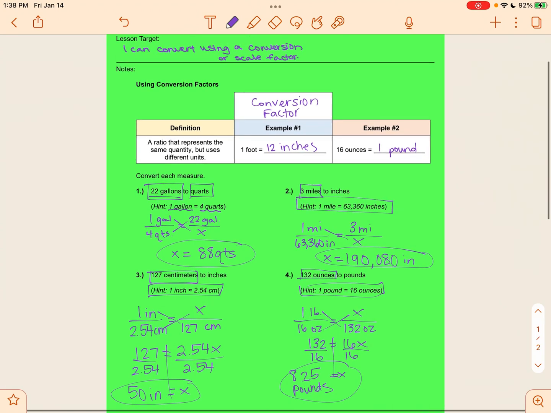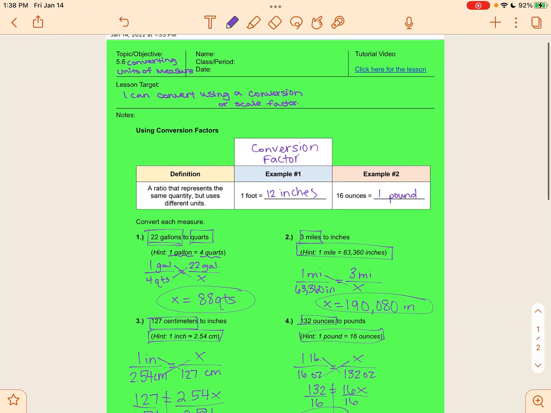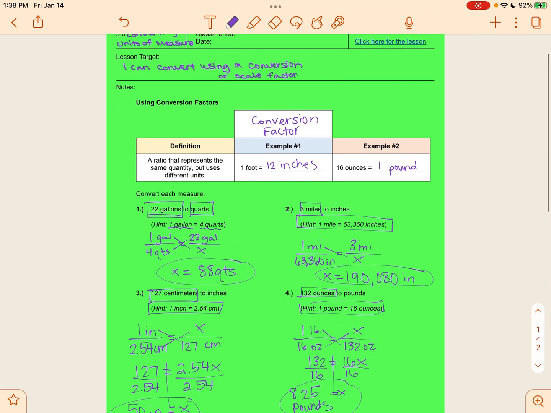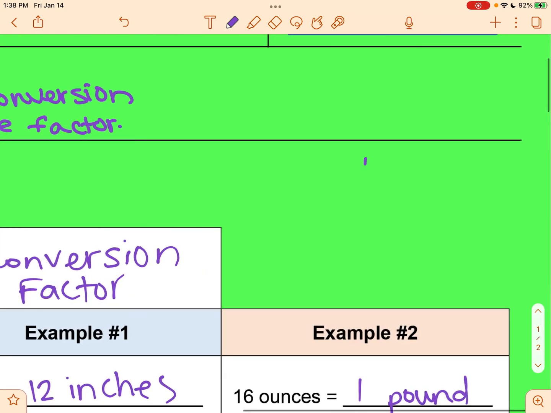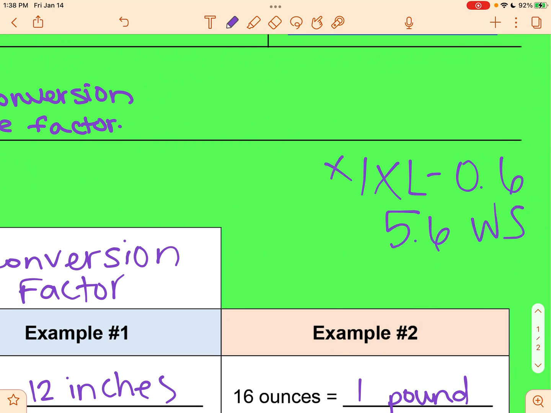Alright, so that was our lesson on conversions and converting using a scale factor. If you have any questions, please send me a message. Otherwise, your assignment right now is to do IXL 06 and the blue worksheet for 5.6. Those are your 2 assignments.